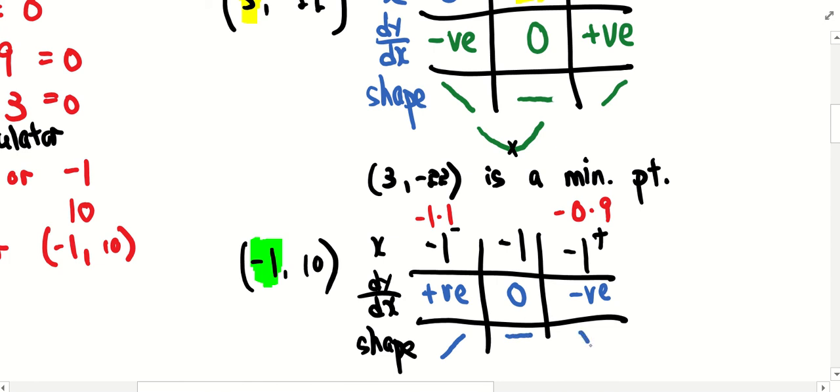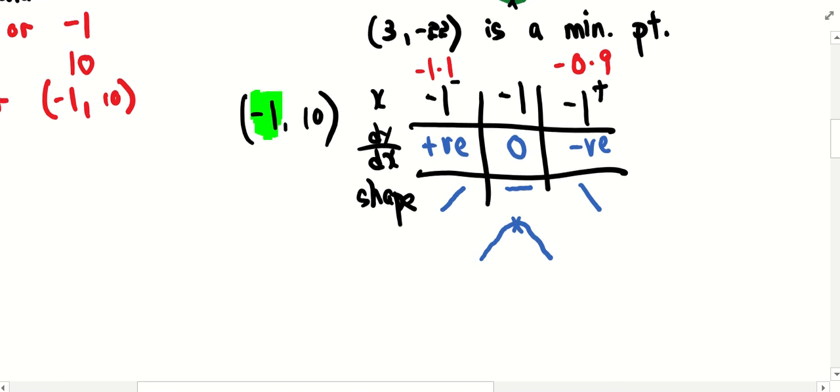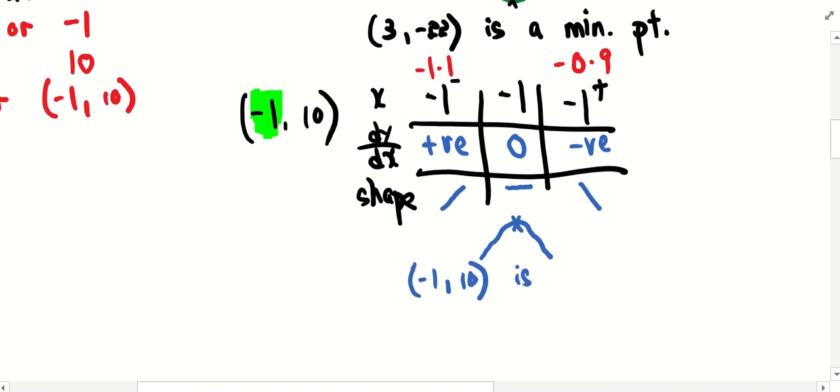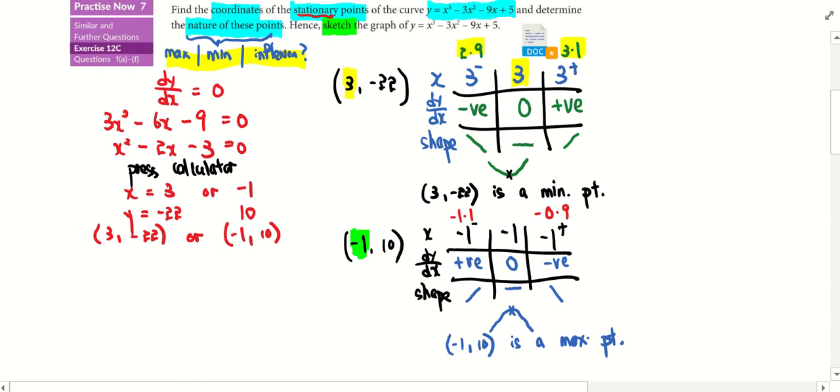Flat going down. So, how does it look like? Go up, flat, down. What kind of point is this? Maximum point. Quickly conclude: negative 1, 10 is a maximum point. 6 marks already. Actually, not a lot of working except for the box. Worthy, right? Curve sketching. Another 2 marks. Wow. Not difficult. Let me show you.